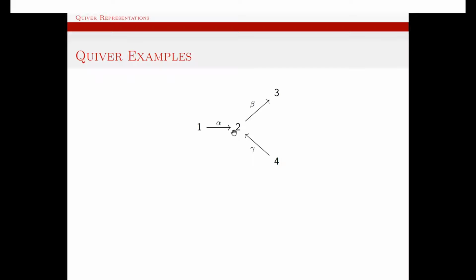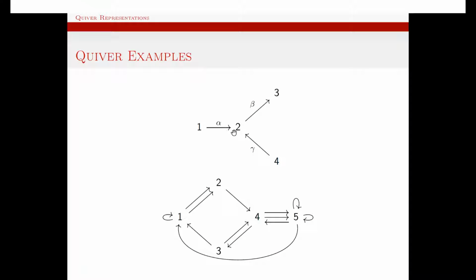We can have more complicated quivers, as in the second example, where we can have loops, which is when an edge starts and terminates on the same vertex. We can also have multiple edges either going in the same or in opposite directions between any two given vertices.